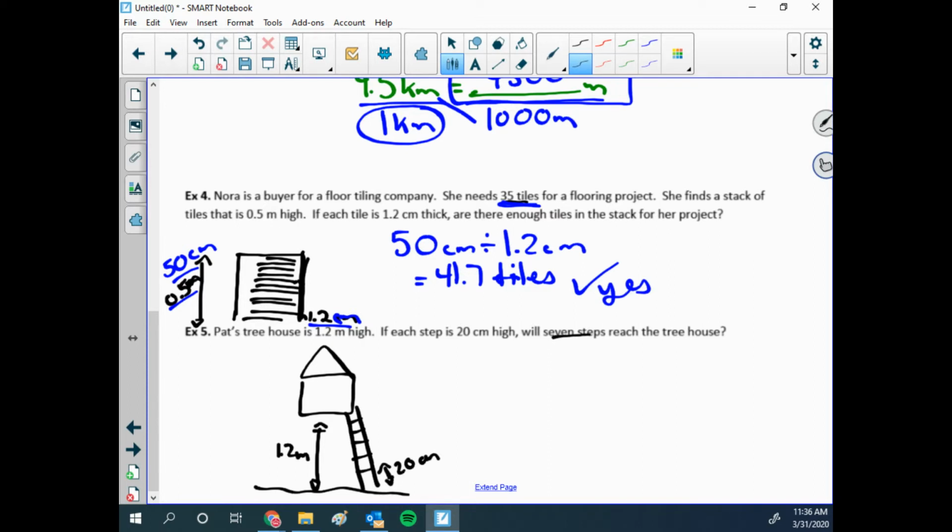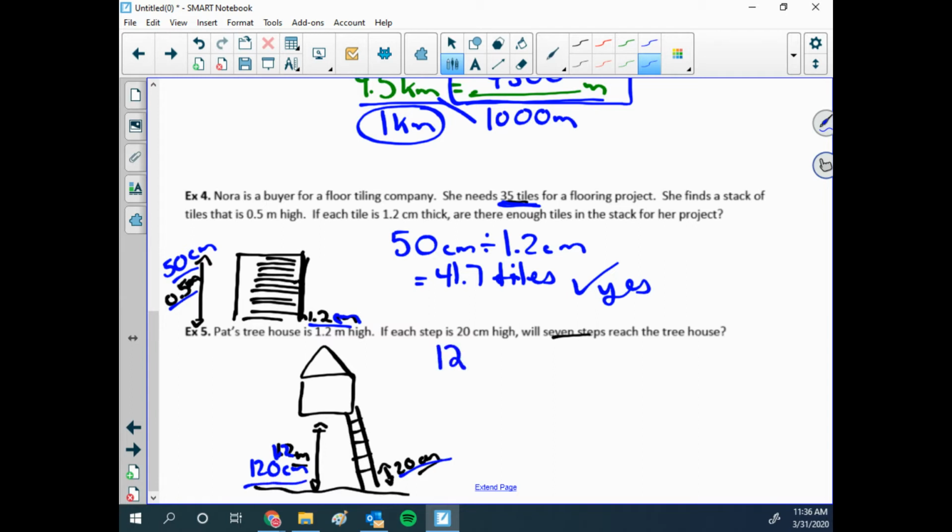Well, first of all, let's figure out how many steps we would need if we separate them by 20 centimeters to get there. Now, again, the problem is this is in centimeters and this is in meters. So you could change them both to meters, or you could change them both to centimeters. It doesn't really matter. Personally, I find it easier to change everything to centimeters because I know this is 1.2 meters, so I times that by 100. This is 120 centimeters. So I want to know how many times 20 can go into 120.